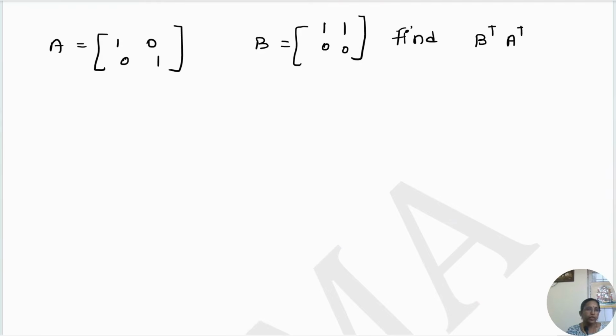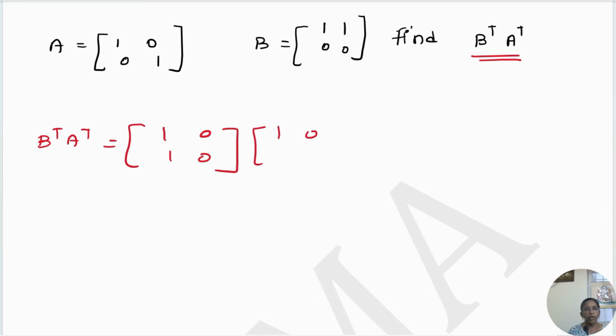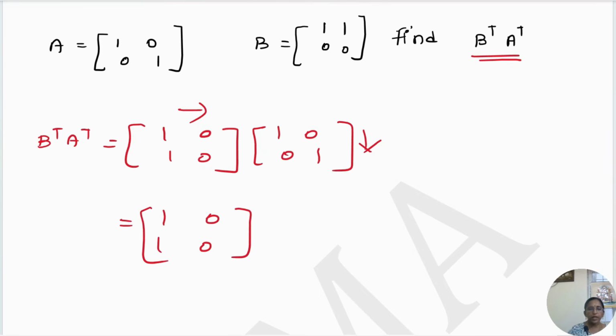This question is a simple question. A is given, B is given. Find B transpose into A transpose. So directly you can write your data B transpose into A transpose. So 1 0 1 0 and A transpose value is 1 0 0 1, and you have to find the matrix multiplication answer. Then that will be 1 0 1 0. So this is our final answer.